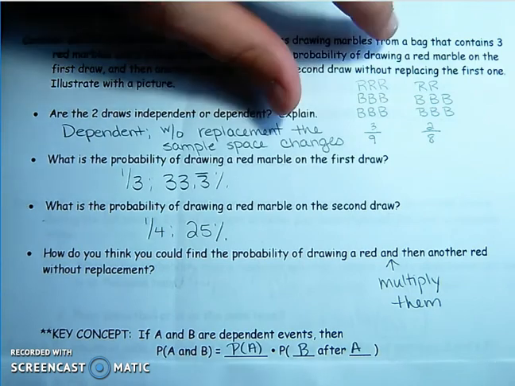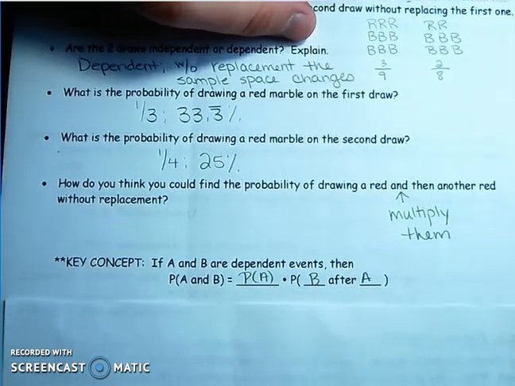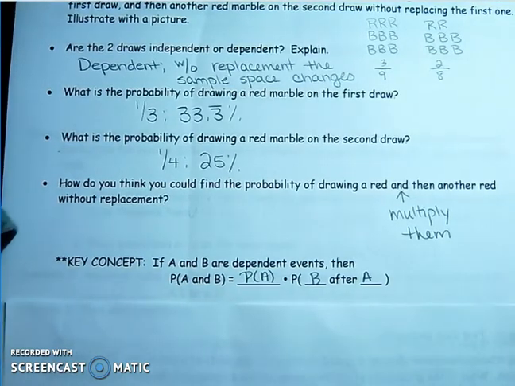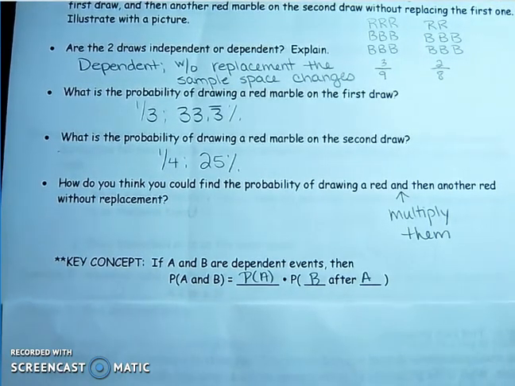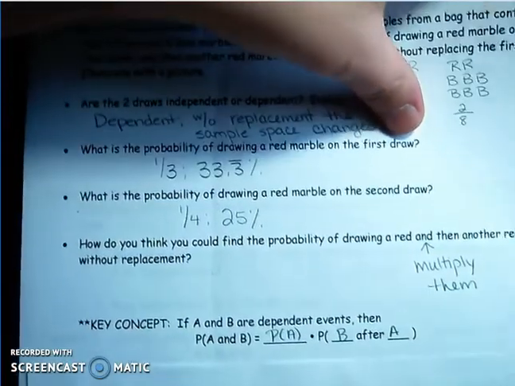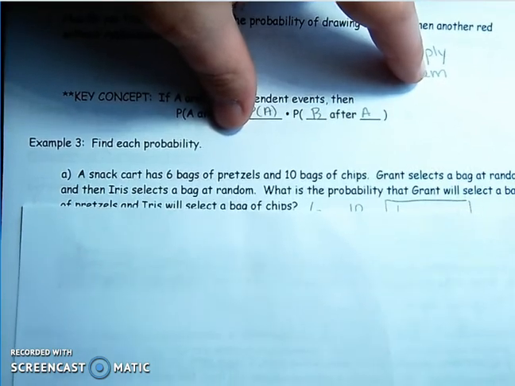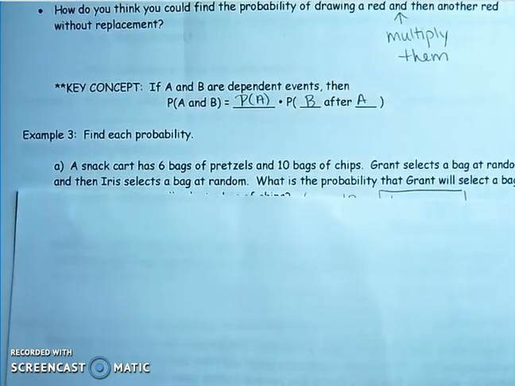So the key concept here is if A and B are dependent events, then the probability of A and B will be the probability of A happening times the probability of B after A. So again, anytime you see the word and, it means multiply. And this time we have to pay attention to our second fraction and how the sample space has been changed. So, some examples. Looking at a snack cart, because we all like to eat.